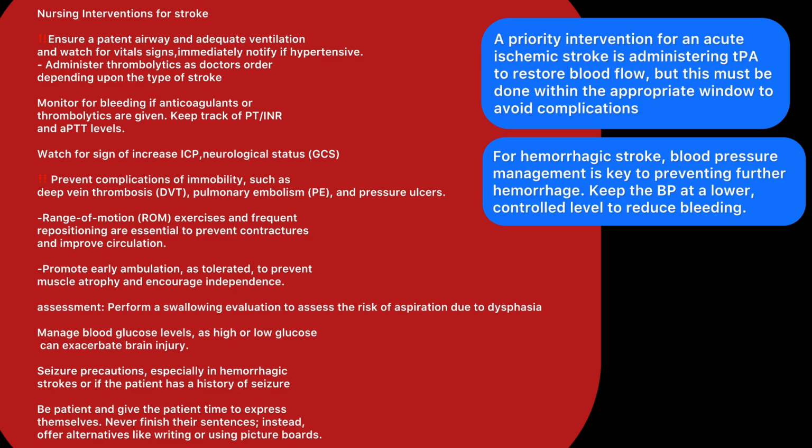repositioning. To prevent muscle atrophy, it is important to do early ambulation as tolerated. In the post-stroke phase, it is important to assess the swallowing ability to prevent aspiration. Manage patient blood sugar level, because high or low glucose level will exacerbate conditions like brain injury. Seizure precautions are also important, especially in case of hemorrhagic stroke and the patient who has history of seizure.